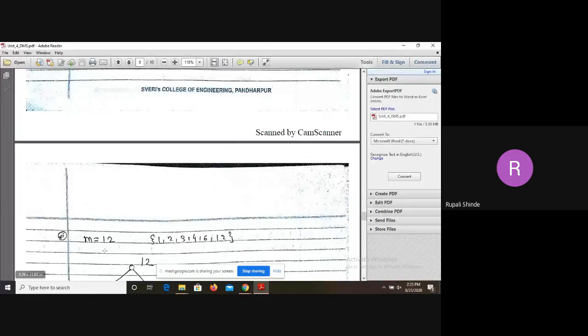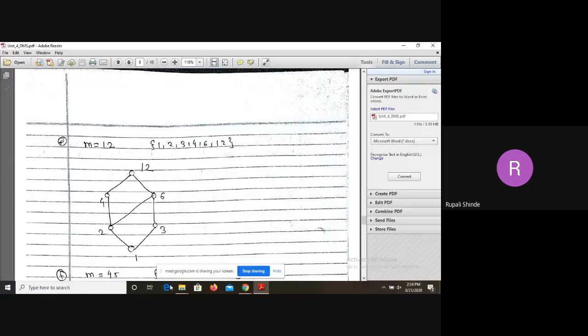So the next value is m is 12. First of all we have to find the divisors of 12. So 1, 2, 3, 4, 6 and 12. These are the divisors. Now we have to draw the Hasse diagram for the same. The first element is 1. 1 is drawn here. Now 1 divides 2, so 1 and 2 are connected. Then 1 divides 3, so 1 and 3 are connected.